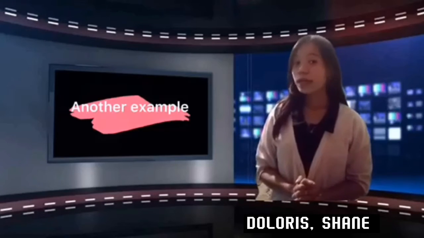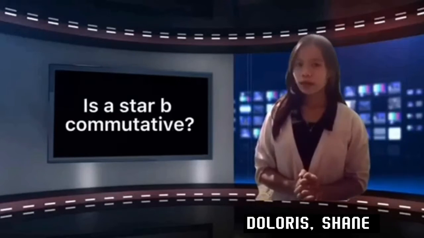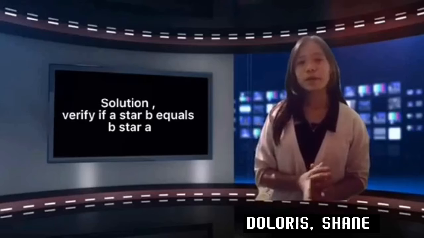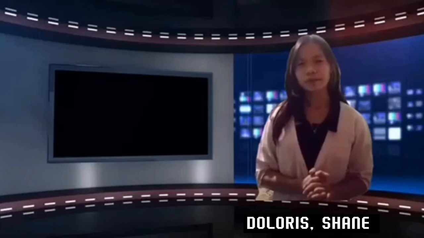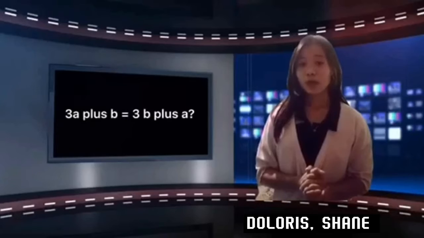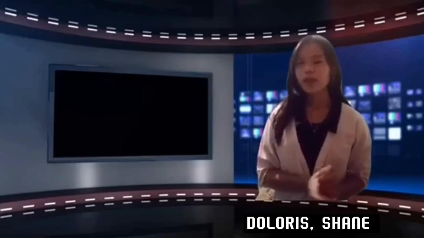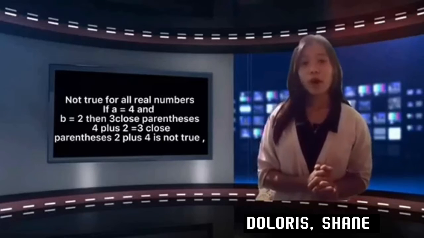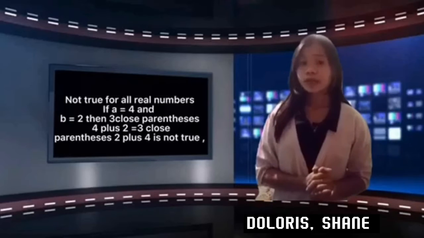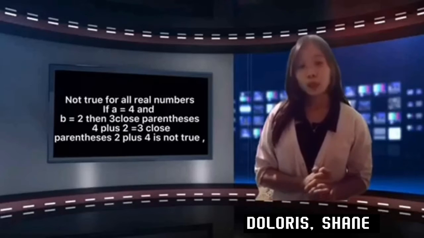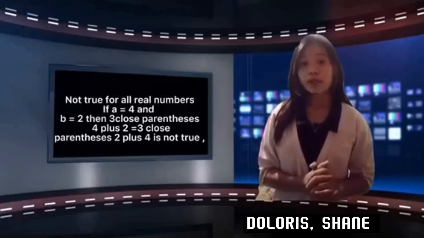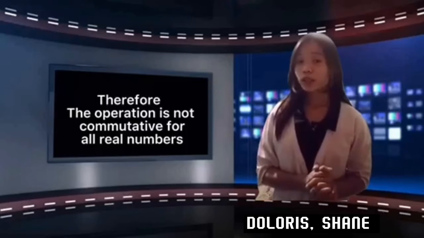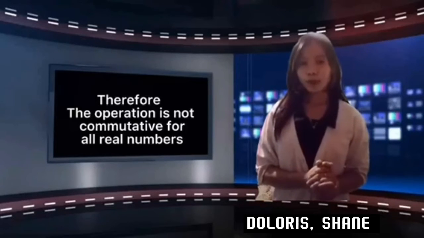Let's have another example. Is A star B commutative? Here is the solution. Verify if A star B equals B star A. 3A plus B equals 3B plus A. Not true for all real numbers. If A equals 4 and B equals 2, then 3 times 4 plus 2 equals 14, while 3 times 2 plus 4 equals 10, so they are not equal. Therefore, the operation is not commutative for all real numbers.